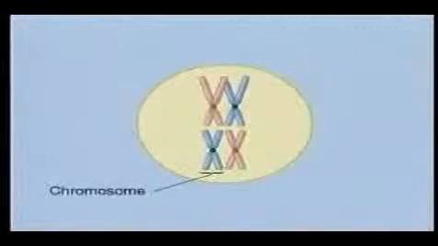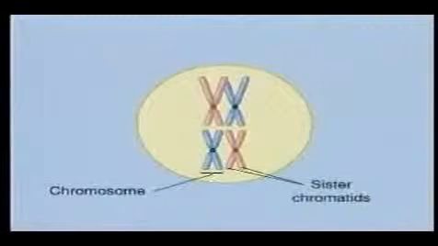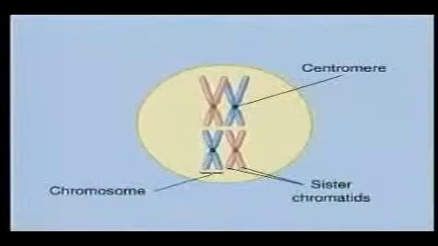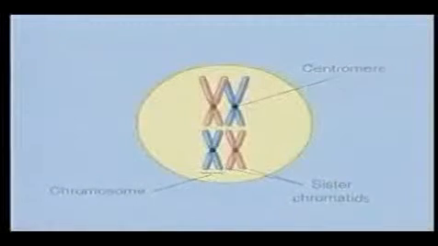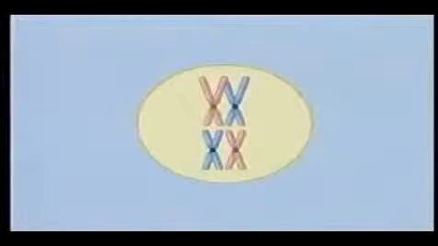In the parent cell, the chromosomes have replicated and condensed. Each chromosome consists of 2 sister chromatids joined at the centromere. The parent cell has 2 sets of chromosomes. One set of chromosomes, colored red here, came from the mother. The other set, colored in blue, came from the father.